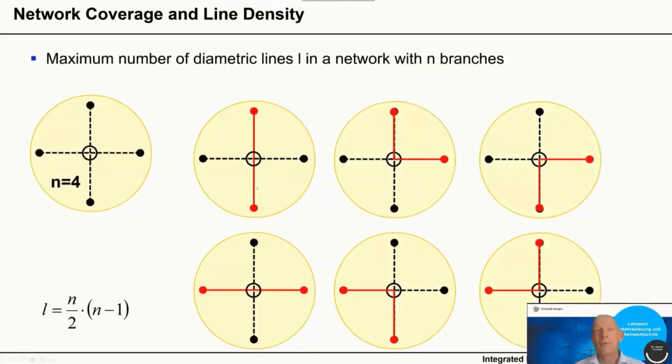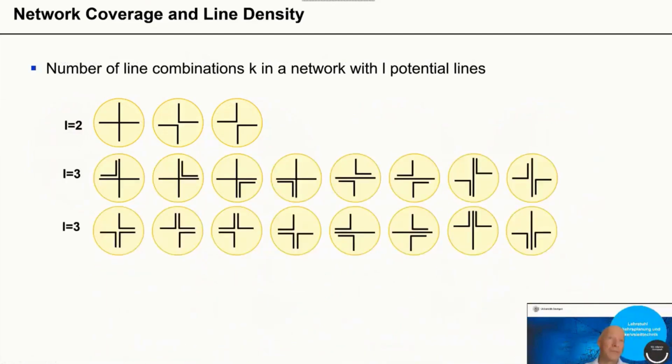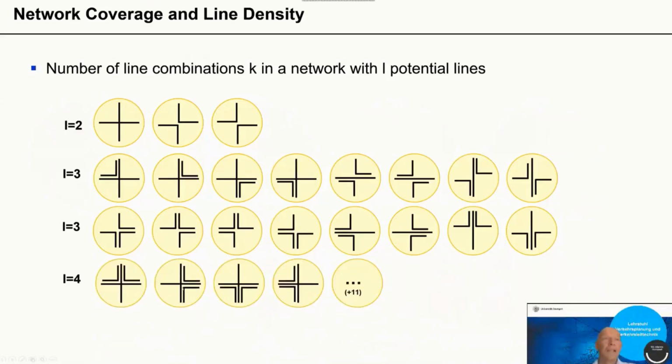A pool of lines which are possible solutions, and then we select from our pool. And if I go for 2 lines, these are the 3 solutions I can come up with. If I allow 3 lines, you see the combination is large. If I go for 4 lines, there are 15 solutions. I'm not displaying them all here.